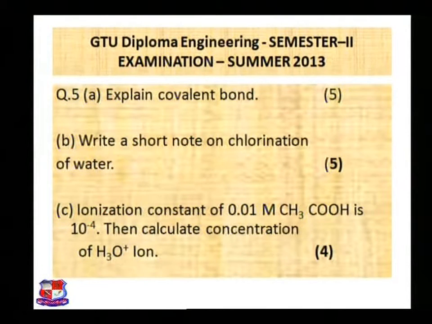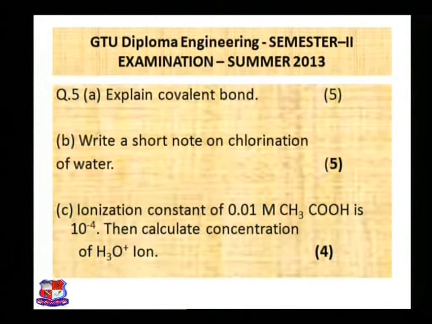Let us try to take the 5th question. It was asked: explain covalent bond. They have left it up to us what we are supposed to write. They have just written one word, explain covalent bond. It means you will take the entire thing: the reaction, the characteristics, and the definitions also. The second question is a short note on chlorination of water, again for 5 marks. And the third question, part C, is asked on a numerical basis.